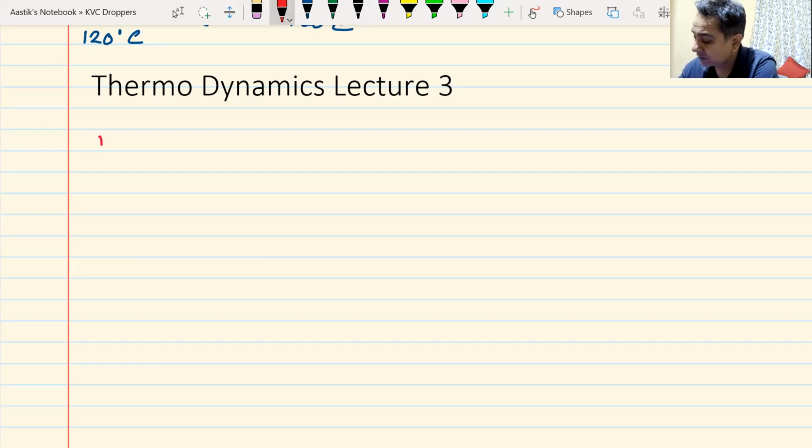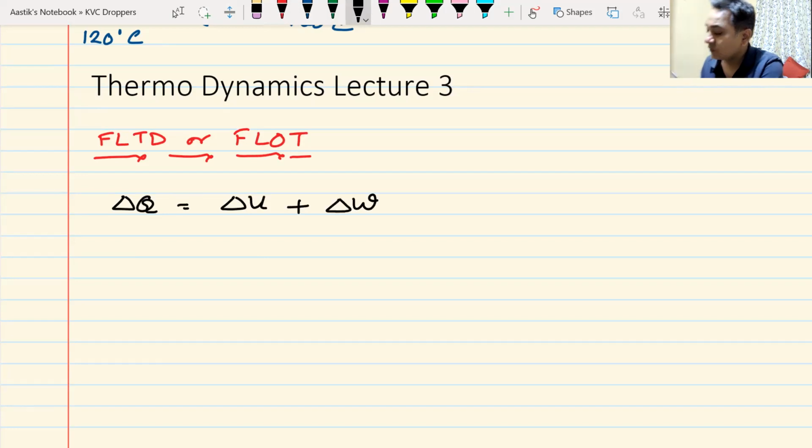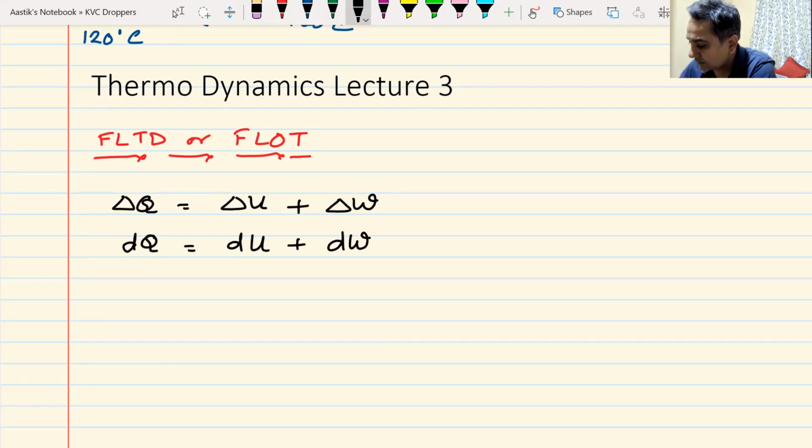We had discussed the first law of thermodynamics, FLTD or FLOT, whatever you call it. We have seen that this first law of thermodynamics deals with the law of conservation of energy. If I write it in the normal form, delta Q, the amount of heat given, is equal to delta U plus delta W. Whatever heat is given, some part of heat is utilized to do work. The other part goes in changing the internal energy of the body. If I write the differential form of this, small amount of heat dQ will be equal to dU plus dW. This is the differential form of the equation.